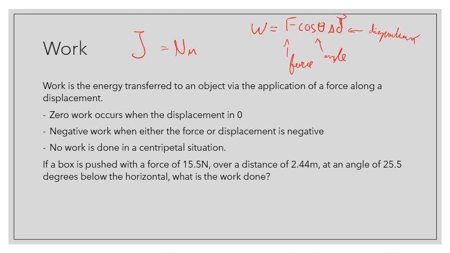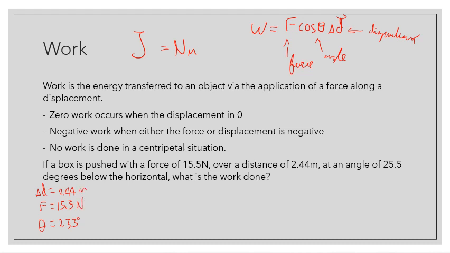So here's a quick example. If a box is pushed with a force of 15.5 newtons over a distance of 2.44 meters at an angle 25.5 degrees below the horizontal, what is the work done? So we know that delta D is equal to 2.44. We know that the force is equal to 15.5. And we know that theta is equal to 25.5 degrees.